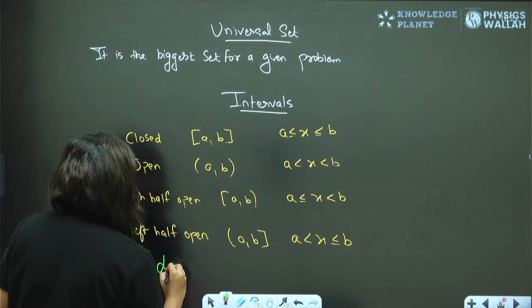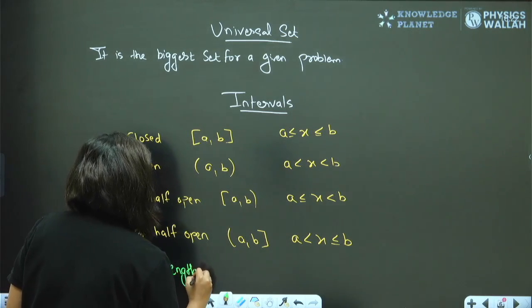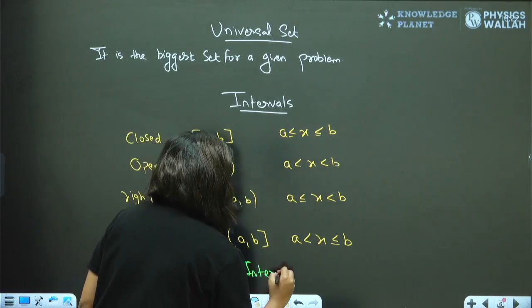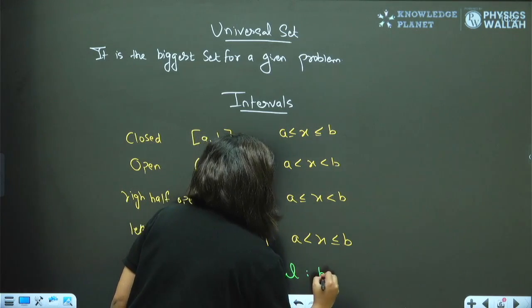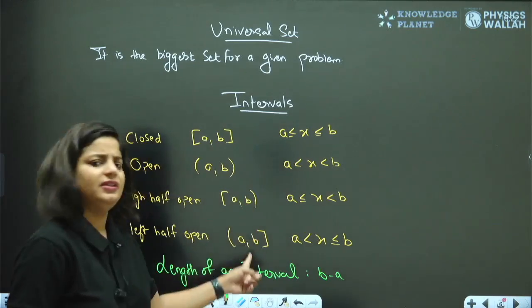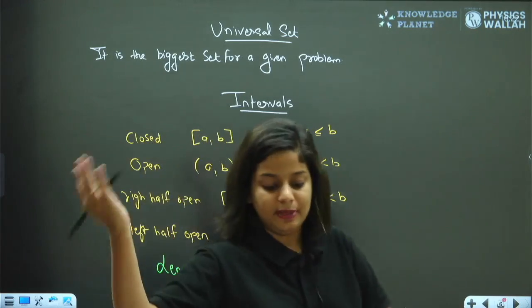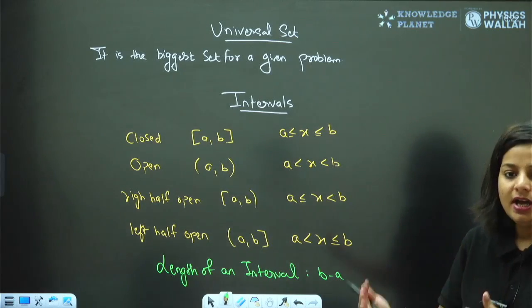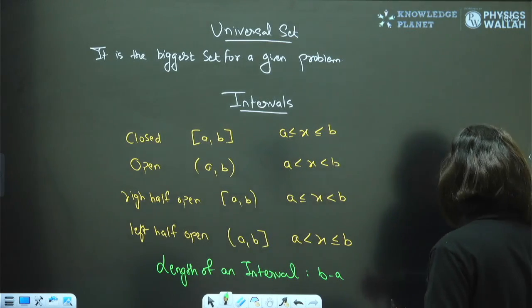There is something called the length of an interval. The length of an interval is nothing but when you subtract the upper limit minus the lower limit, b minus a. Be it any interval, when you subtract b minus a, you get the length of the interval. This interval knowledge was important for upcoming topics.